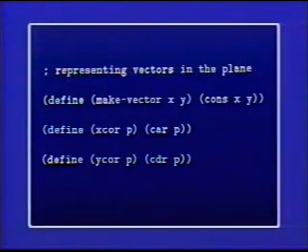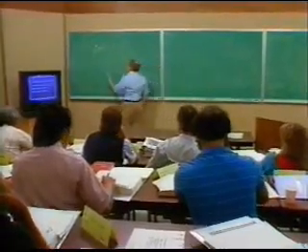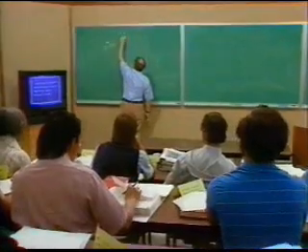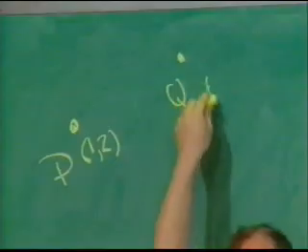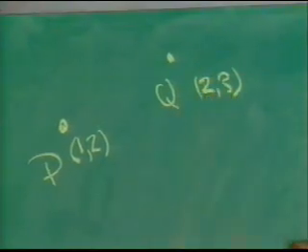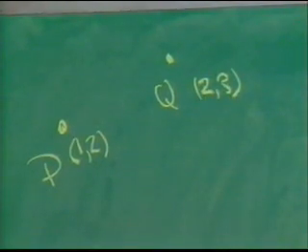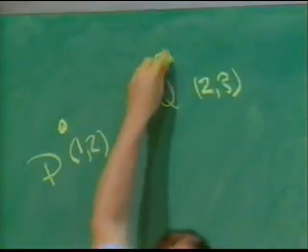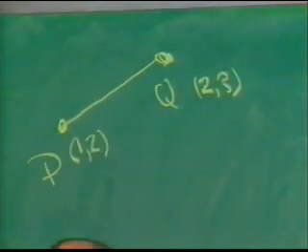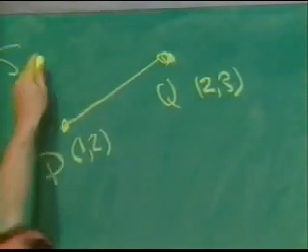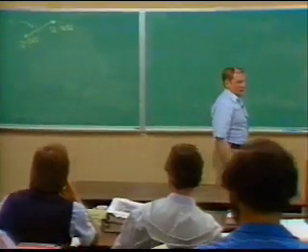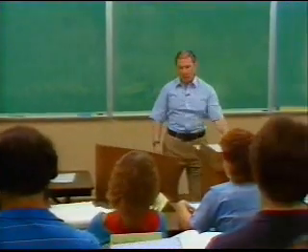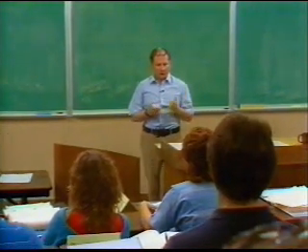Well, given points in the plane, we might want to use them to build something. So for instance, we might have a point P and a point Q. So P might be the point 1, 2, and Q might be the point 2, 3. And we might want to talk about the line segment that starts at P and ends at Q. Right? And that might be the segment S. So we might want to build points or vectors in terms of numbers and segments in terms of vectors.